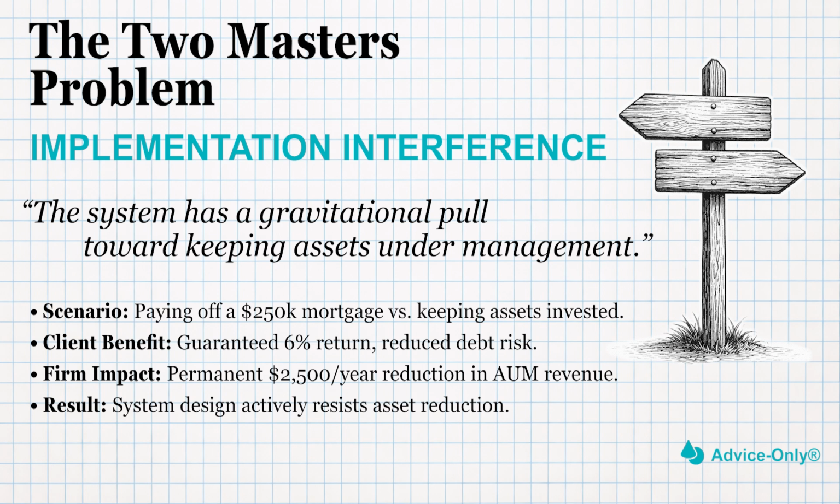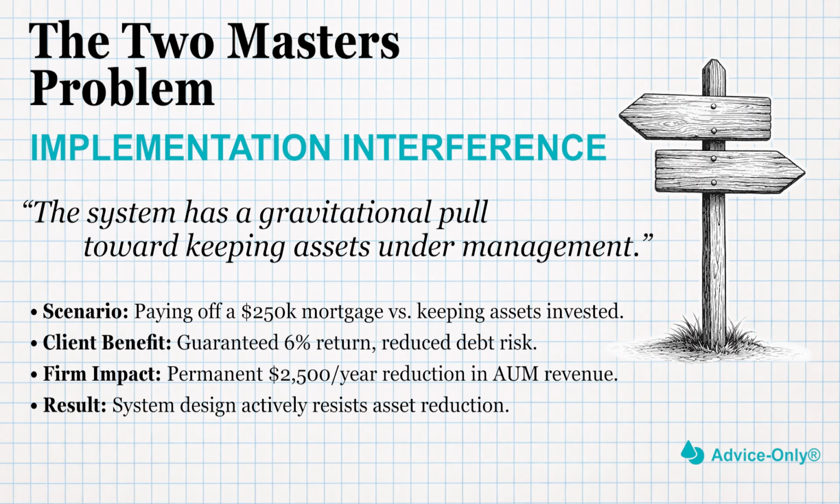Will it be naturally good at recommending debt payoffs that reduce assets? Or will it be naturally good at recommending strategies that keep assets invested? The system has a gravitational pull toward keeping assets under management. This directional bias, the gravitational pull toward asset retention, is what I call implementation interference. It is a property of the system, not the person. That is the two masters problem.